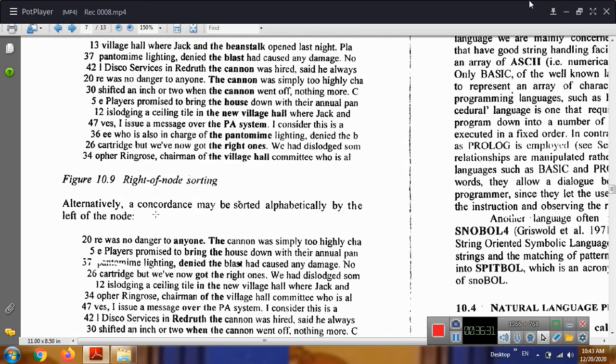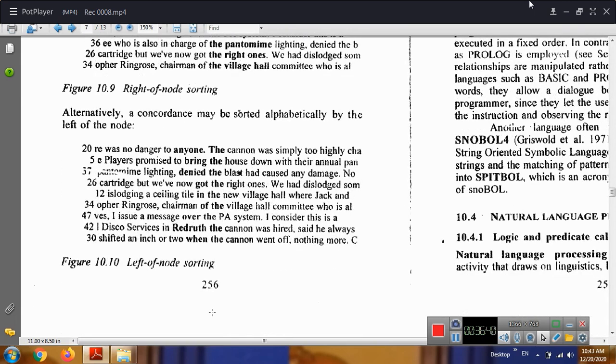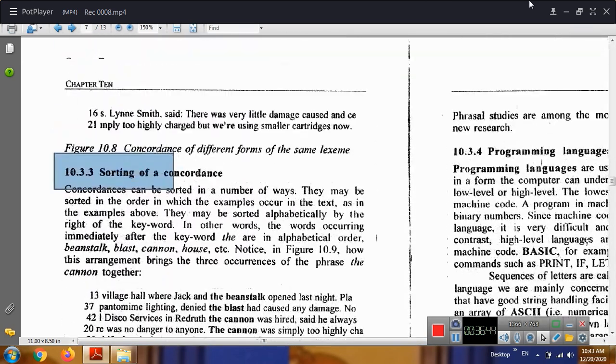Right of node sorting. Alternatively, a concordance may be sorted alphabetically by left of the node. You can see them here. Left of the node sorting.